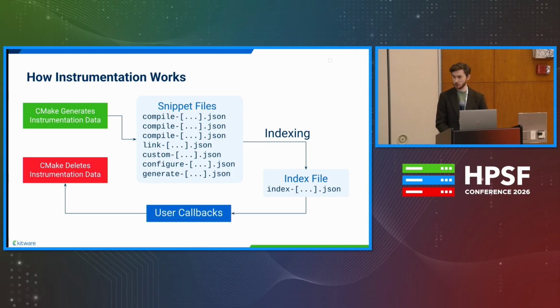And then to prevent these from just accruing indefinitely or being really hard to look at, because you would just have this directory which is growing with more and more data, we have a process called indexing, which takes all the generated instrumentation data and creates an index of it. And you can configure when that happens, and then CMake will pass the index file to user-written callbacks, which can parse this instrumentation data or send it to a database or do anything else, and then CMake will automatically clean up the generated files.